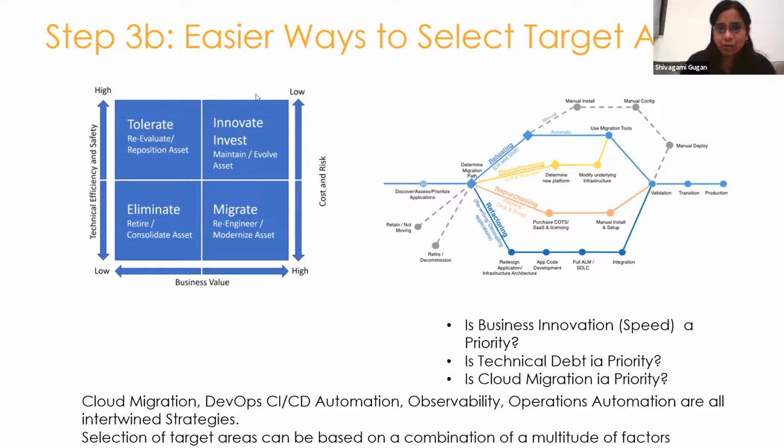You can look at the TIME model, which is technical efficiency or technical obsolescence, technical strength versus business value, and we can invest more and more into the invest quadrant of our applications, right? And when we talk about eliminate or migrate, here is where our technical debt, if technical debt is a priority for you, and your cloud migration strategy should move hand in hand, because when you migrate or eliminate, you could use strategies like re-platforming or refactoring to move to the cloud, right?